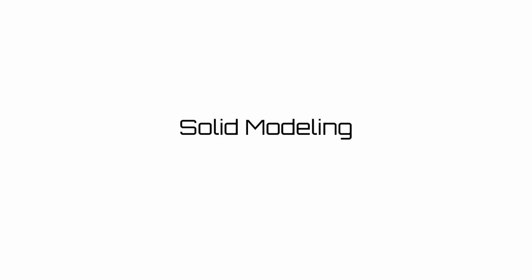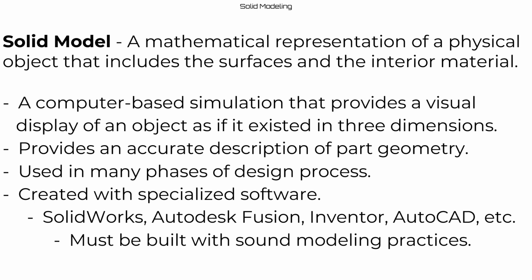Alright, so now we're going to move on to solid modeling. A solid model is a mathematical representation of a physical object that includes the surfaces and the interior material. The solid model is a computer-based simulation that provides a visual display of an object as if it existed in 3 dimensions, provides an accurate description of part geometry, and is used in many phases of the design process. Usually they're created with specialized software, such as SolidWorks, as we've used in this class. Some others include Autodesk Fusion, Inventor, AutoCAD, and others. However, these solid models must still be built with sound modeling practices.